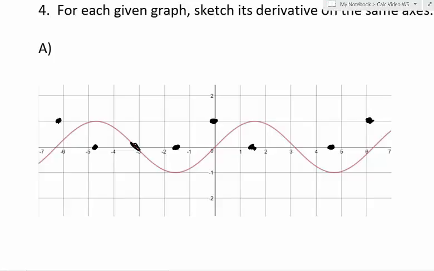Right about here I have a slope of -1. Right about here I have a slope of -1. So I'm going to plot y values of -1 here and here, and then erase the rest of my rough draft.